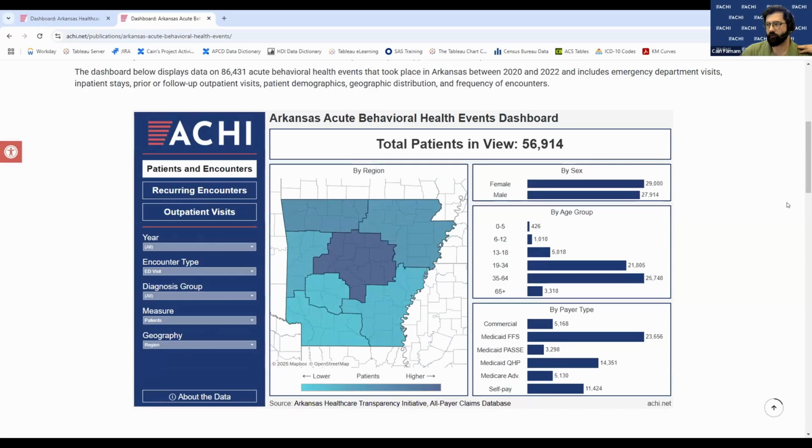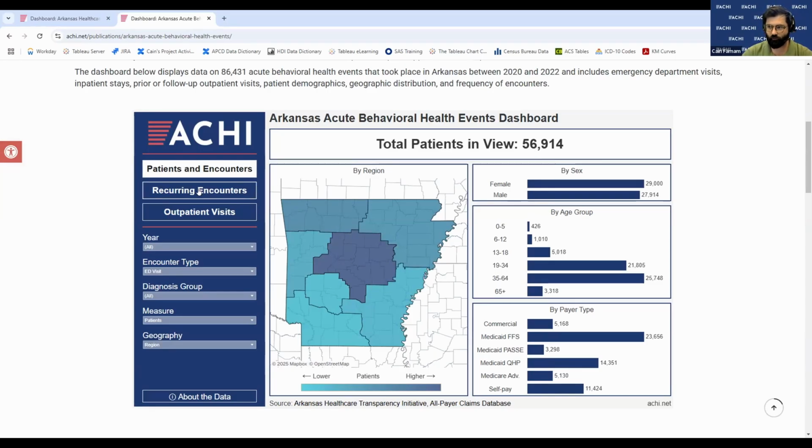So with those filters set the way they are, if we just take a quick look at what the data contains, we had nearly 57,000 individuals seen in the ED for one of those ICD-10 diagnoses codes. Of course, by region, we could expect that the central region has the most. We have the breakout by sex, by age group, and again, by payer type. And this view is really to give context for the 2 views that we'll discuss.